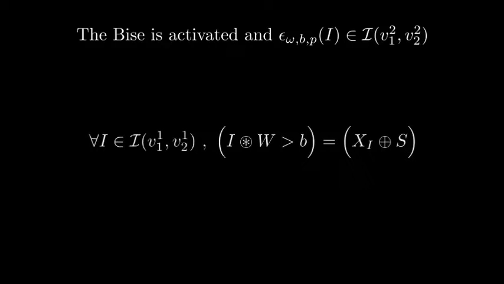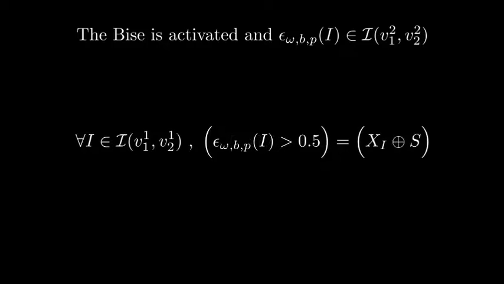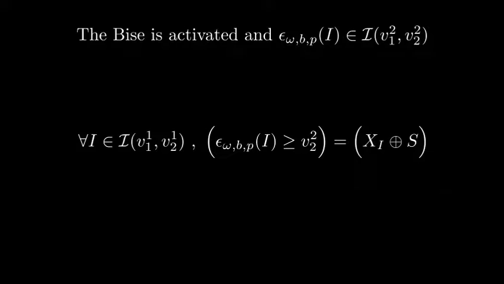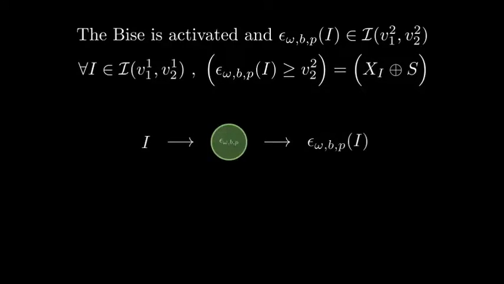If the base is activated, by definition we have the following equality. Now the left-hand side is equivalent to the base higher than 0.5. And as the base is almost binary with V2 higher than 0.5, we can deduce the following equality. This means that the base in the almost binary realm is equivalent to a morphological operation in the binary realm. I is the same as xi, and after the operation, the outputs are the same.